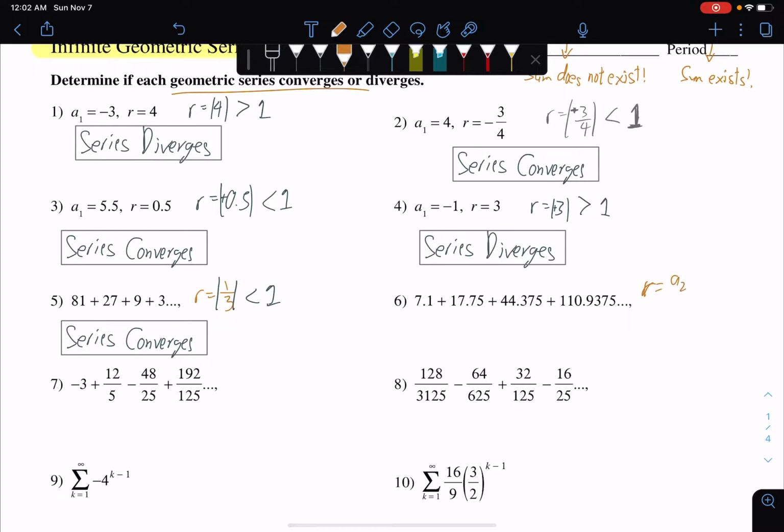For number 6, let's find our common ratio again. Divide a sub 2 by a sub 1, a typical solution that we used to do in the previous videos. Hope you've watched them. So 17.5 divided by 7.1 is 5 over 2. This is an improper fraction, so if we turn this into a mixed fraction, it's greater than 1. Therefore, the series diverges.